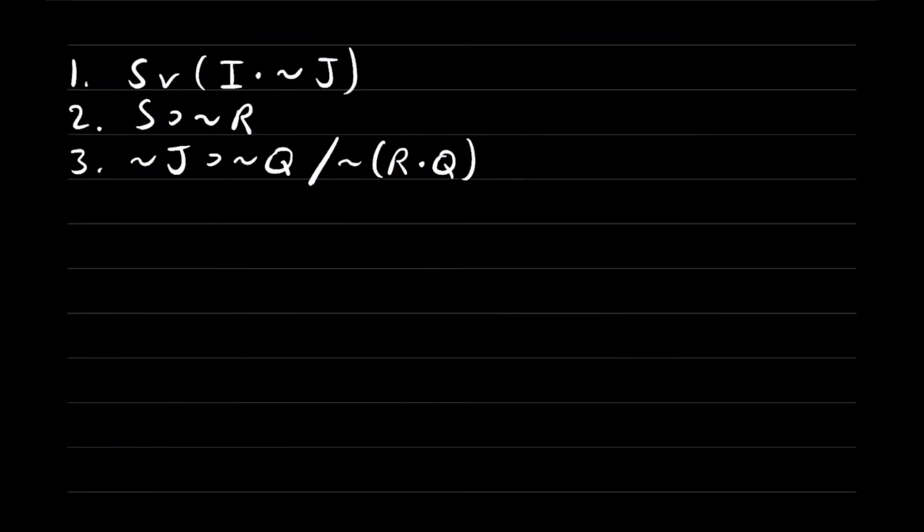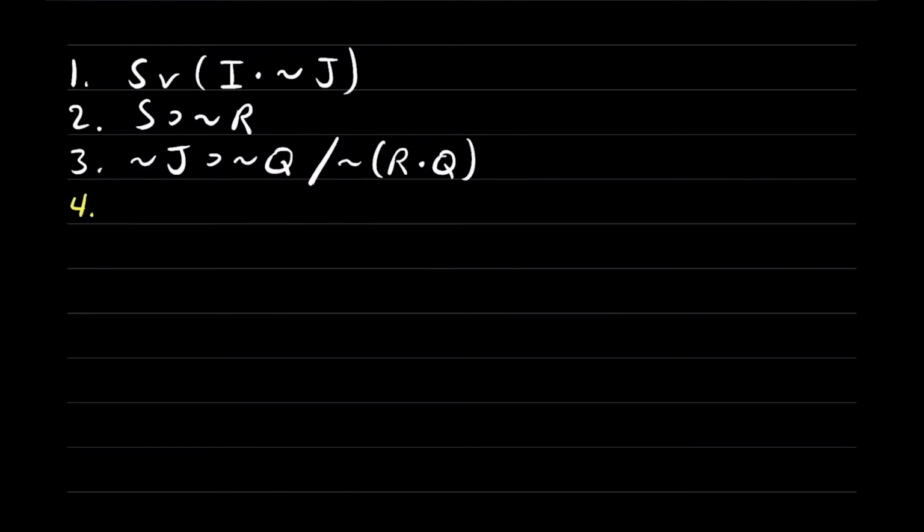Next proof. We've got three premises: S or I and not J. Line 2 says S implies not R. Line 3 says not J implies not Q. And we're trying to show the negation of R and Q. Okay. Let's see what we can get here.